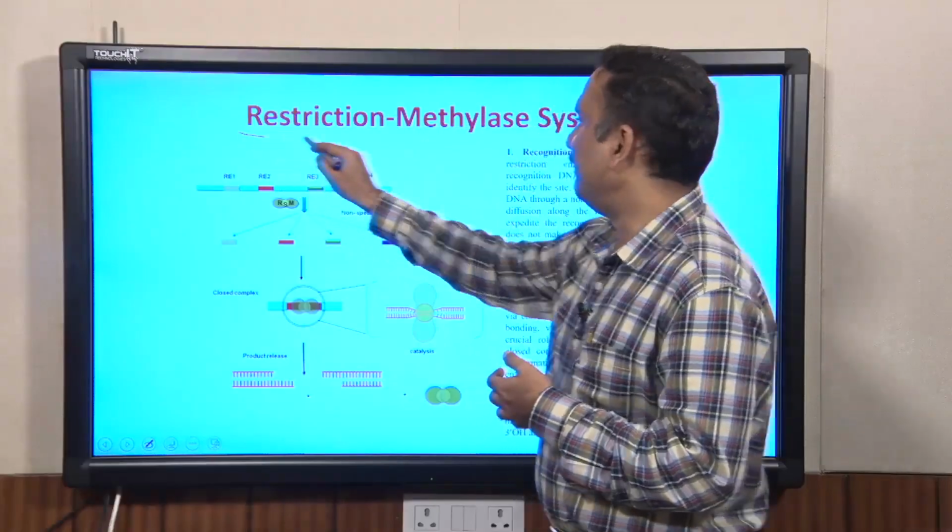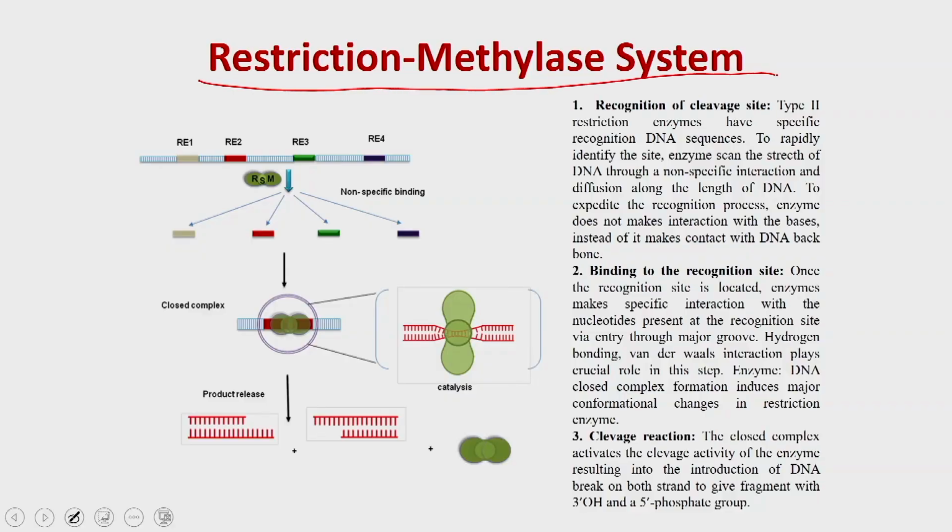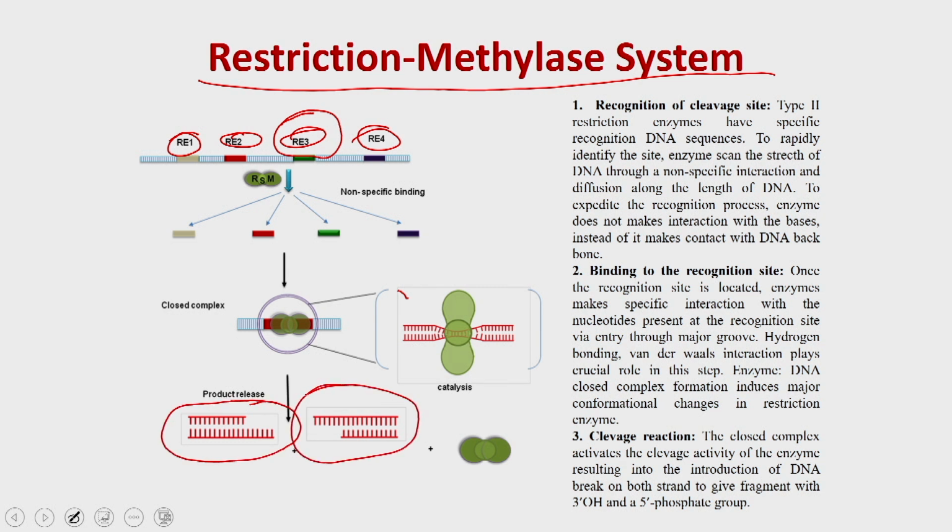We have also discussed the mechanism of the restriction methylase systems. In that, suppose you have different restriction sites RE1, RE2, RE3, RE4, and suppose you have added the restriction enzyme. The restriction enzyme will bind to all these restriction sites, but it will only make the closed complex when it binds to its respective restriction site. For example, in this case RE3 is the restriction site for which the enzyme is being added, and so once it forms the closed complex, it will cleave the DNA and generate the fragments. Once it cleaves the DNA, the enzyme is released.